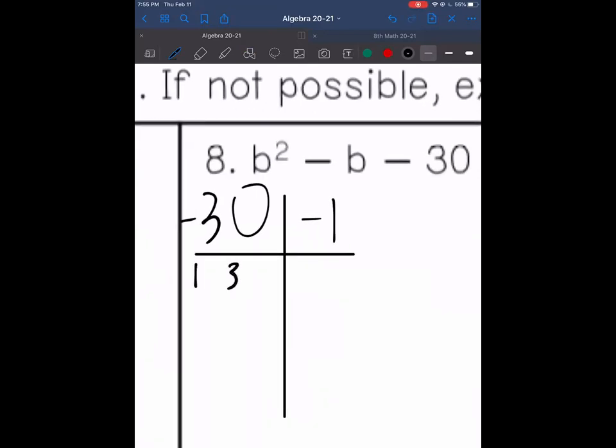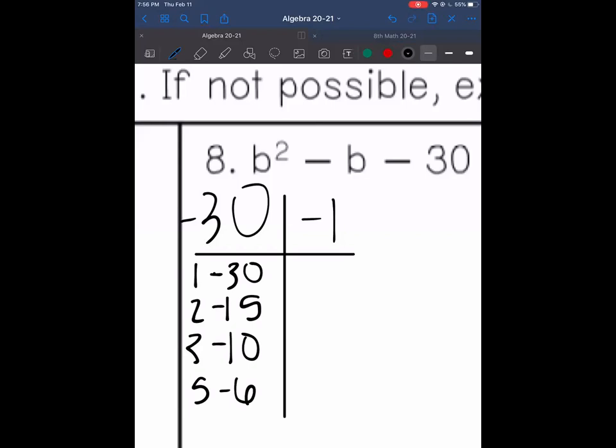We have 1 and 30, 2 and 15, 3 and 10, and 5 and 6. And our bigger numbers were our negatives, because only one factor is negative, because we have a product that's negative and our sum is negative. So we need the bigger number to be negative.